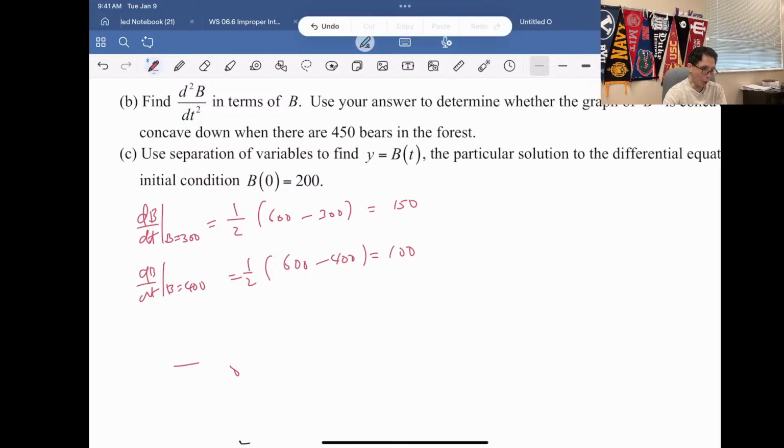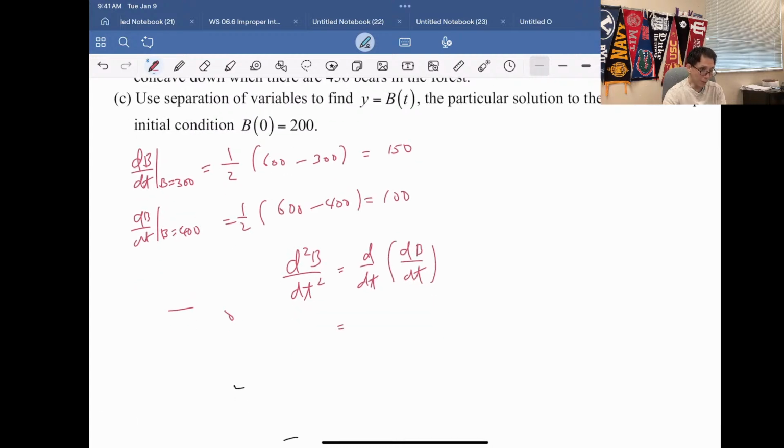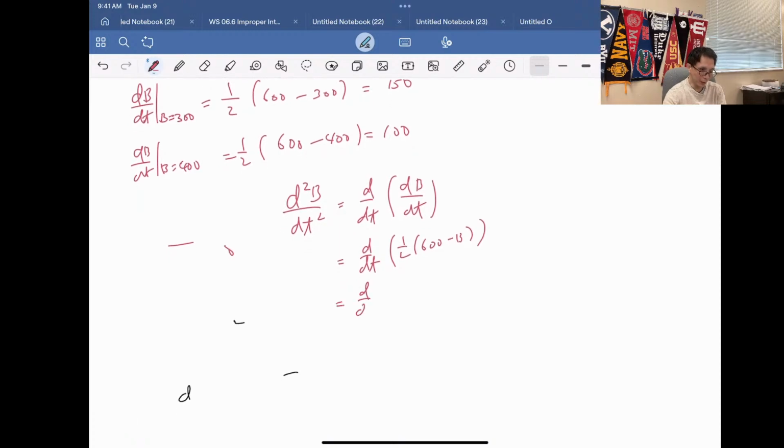Now, the second part is the hard part, because a lot of people don't get this part. They do not understand what d2B/dt2 is. That means the second derivative. You have to take the derivative of the first derivative, which is dB/dt. That also means you have to take the derivative of 1/2 of (600 minus B), which is d/dt of (300 minus 1/2 B). I distribute it before I take the derivative. The derivative of the 300 is going to be 0, and the derivative of B is going to be dB/dt times negative 1/2.